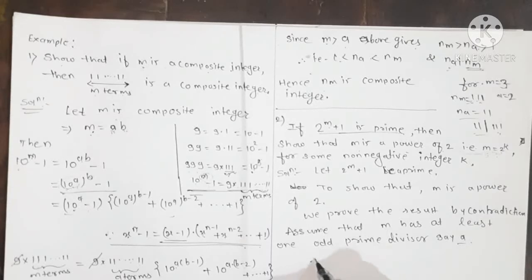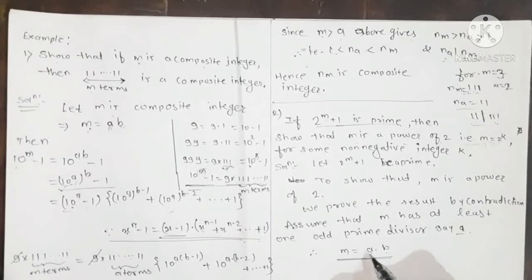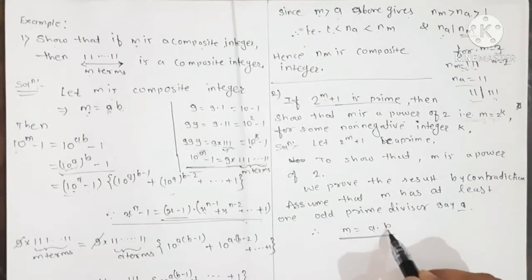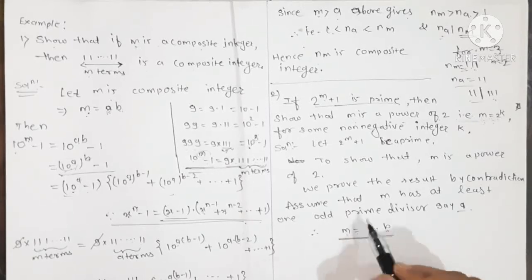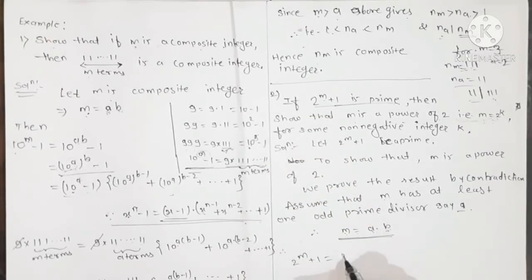Okay, and therefore because a is a divisor of m, m can be written as a into the multiplication of some other integer, right? By the definition of divisibility, a is a divisor, therefore m can be written as a into b, where b is any integer which is lesser than m, and therefore 2 to the power m plus 1. Now we substitute the value of m as ab, so it is written as 2 to the power ab plus 1, that is (2 to the power a) to the power b plus 1.